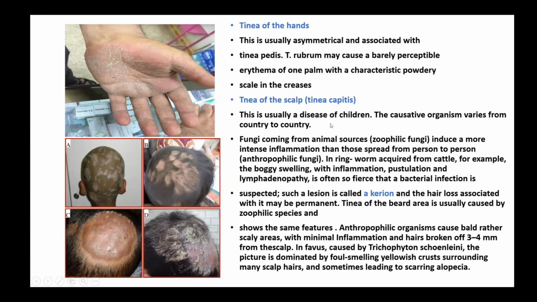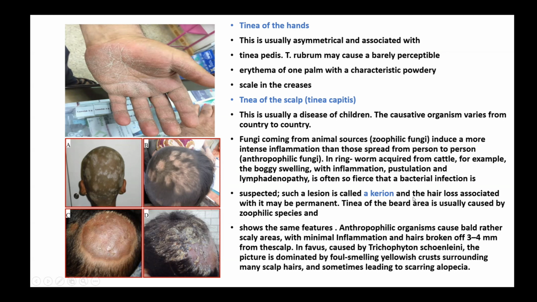Causative organism varies from country to country. Fungi coming from animal sources, zoophilic fungi, induce a more intense inflammation than those spread from person to person, anthropophilic fungi. In ringworm acquired from cattle, for example, the boggy swelling with inflammation, pustulation and lymphadenopathy is often so fierce that a bacterial infection is suspected. Such a lesion is called kerion, and the hair loss associated with it may be permanent.